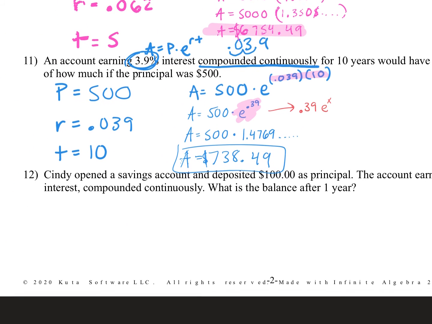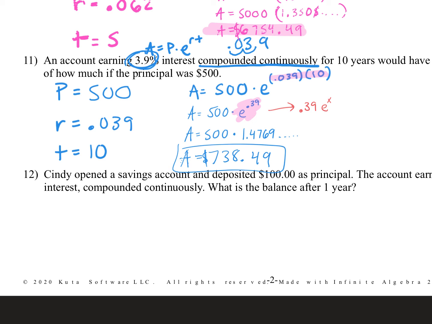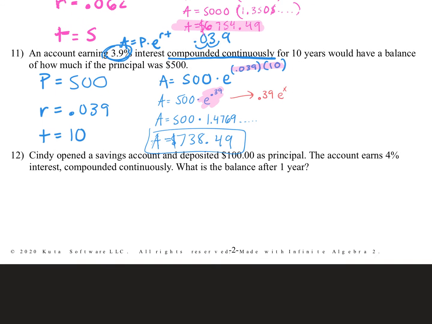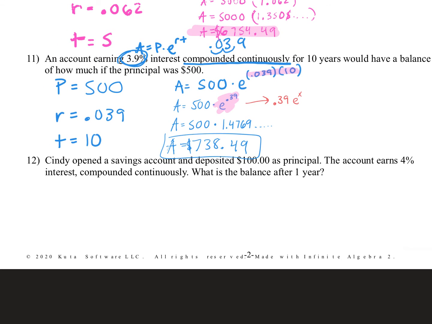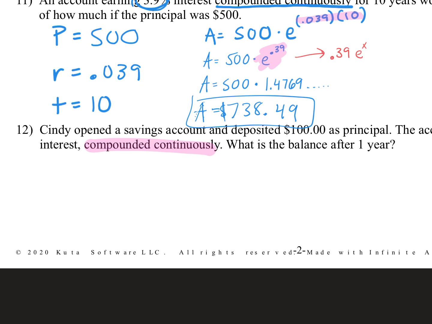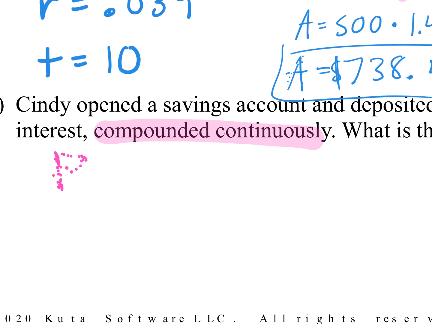So number 12. Cindy opened a savings account and deposited $100 as principal. The account earns 4% interest compounded continuously. What is the balance after 1 year? So we need our PERT formula. So P, R, and T.